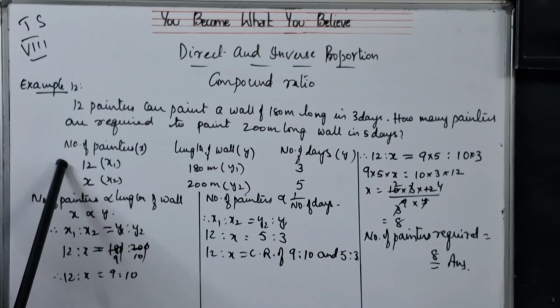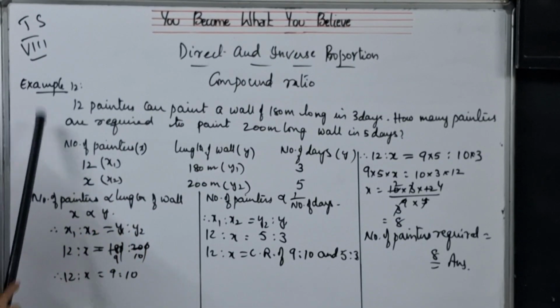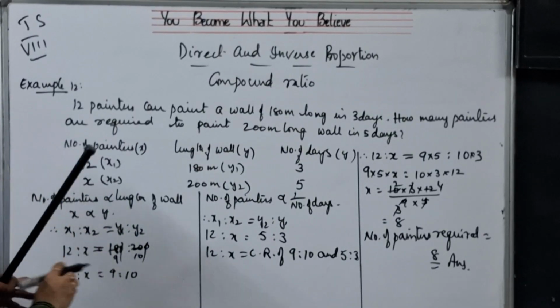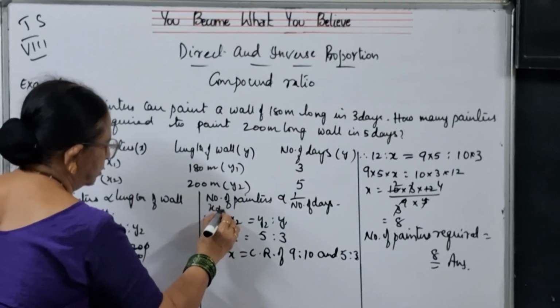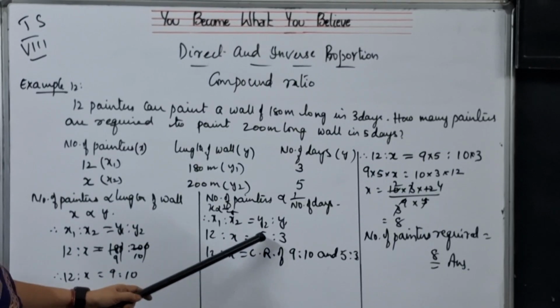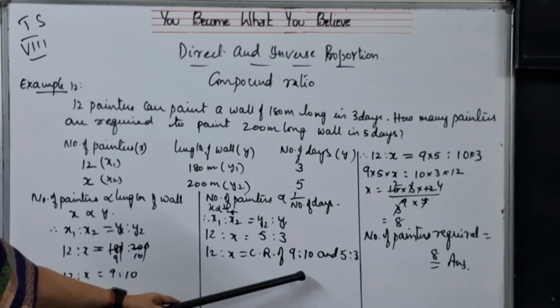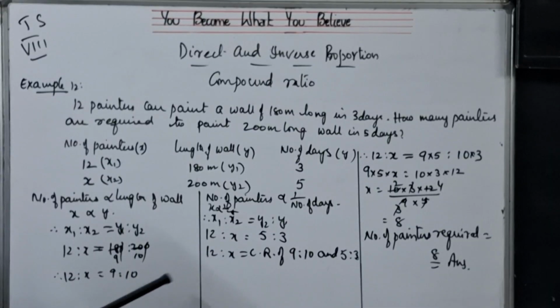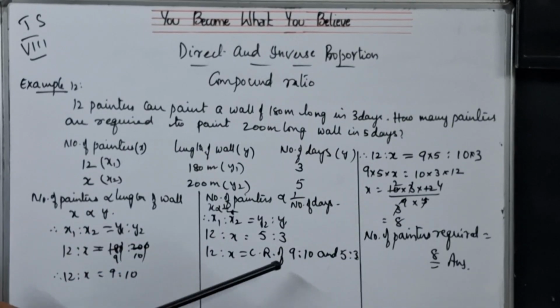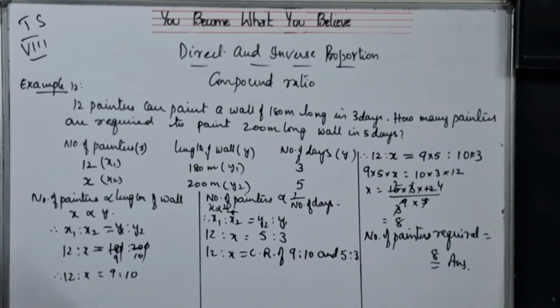Then here, number of painters and number of days. When number of painters increases, days will decrease. Inversely proportional. I forgot to write it here, children: x is inversely proportional to y. If x is inversely proportional to y, x1 is to x2 is y2 is to y1. So I have got the ratio 5 is to 3. So 12 is to x is equal to the compound ratio of 9 is to 10 and 5 is to 3. So 12 is to x is 9 into 5 is to 10 into 3. On simplifying, I have got the x value as 8. Please note this down, children.